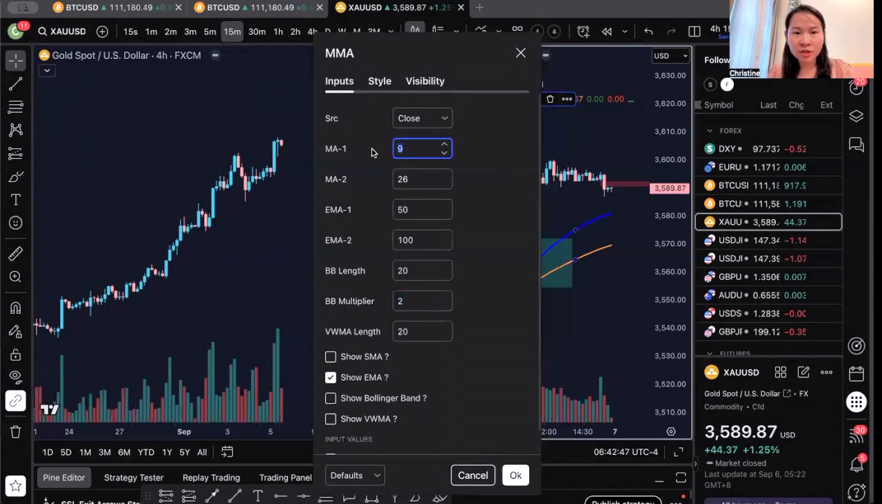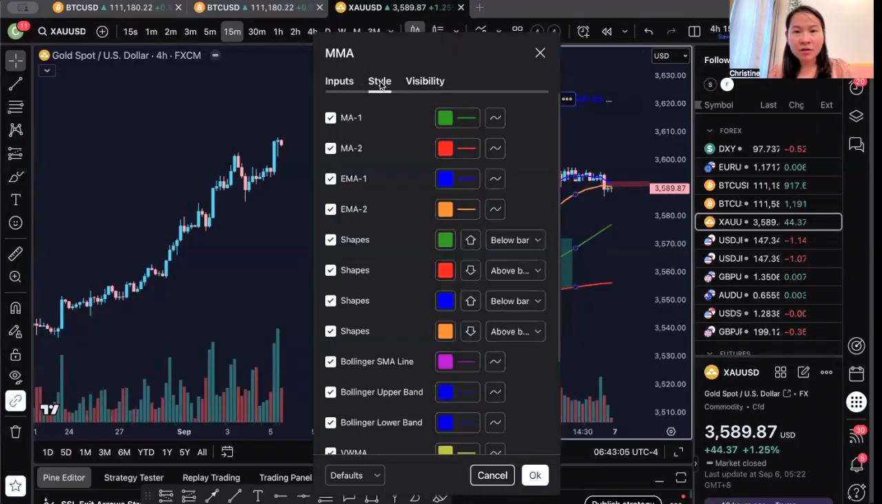So the inputs, the first MA, I'm going to change to 50 SMA. The second one is 200 moving averages. The EMA, I'm going to change it to 8. And the second EMA, I'm going to change it to 21. And show EMA and show SMA over here.